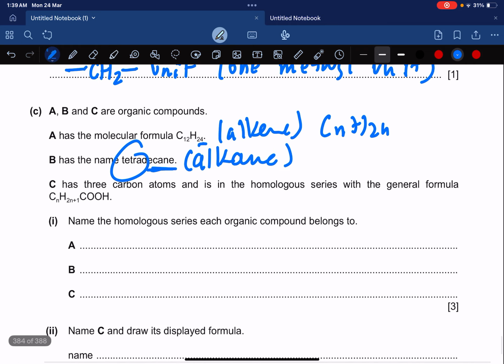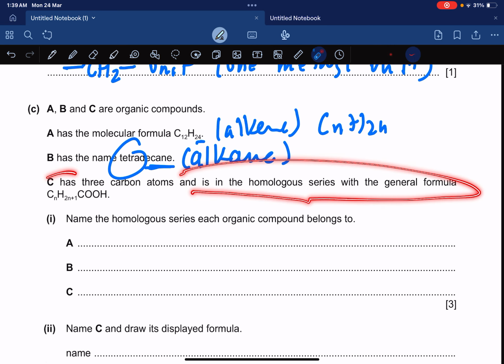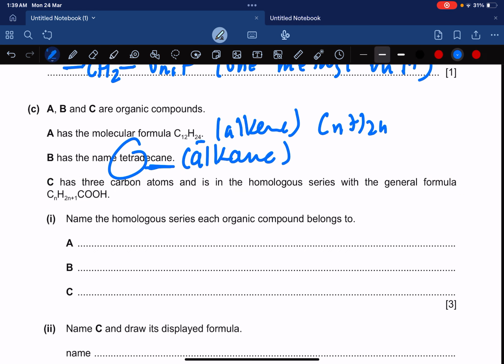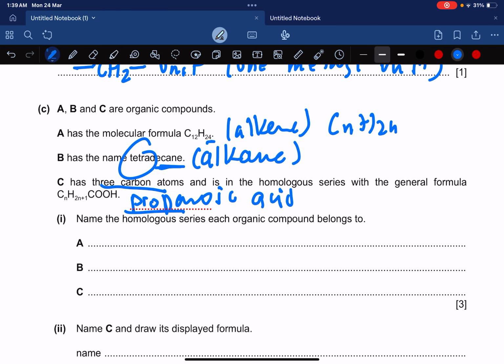C has 3 carbon atoms and is in the homologous series with the general formula this. This is, I know it's C double bond OH. It's obviously, it has 3 carbons. It's going to be a propanoic acid. Why do I know it's a propanoic acid? First, it has 3 carbons, so it's going to be a propan. And why it's an acid? Because this is the general formula.